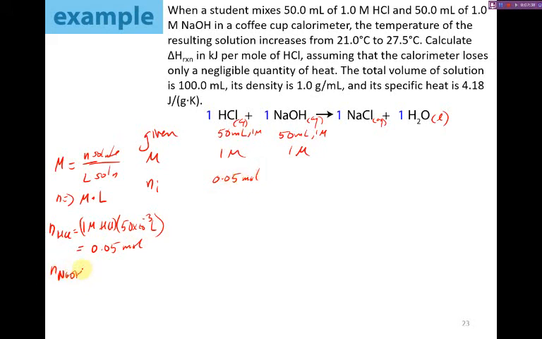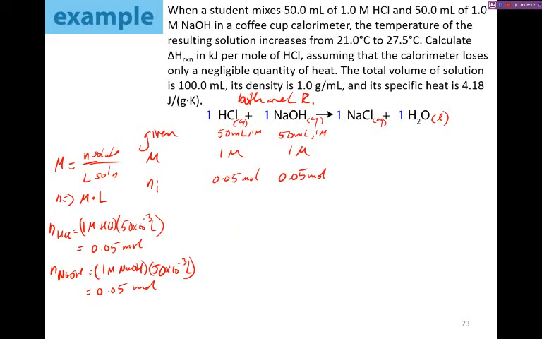We do the same process for the sodium hydroxide. We see that it's also 1 molar with 50 times 10 to the minus 3 liters, or 0.05 moles. Hopefully at this point in the semester you should be able to see, because they're equal and it's a 1-to-1 ratio, that both run out. They run out equally, so we're not going to have any leftover reactants.